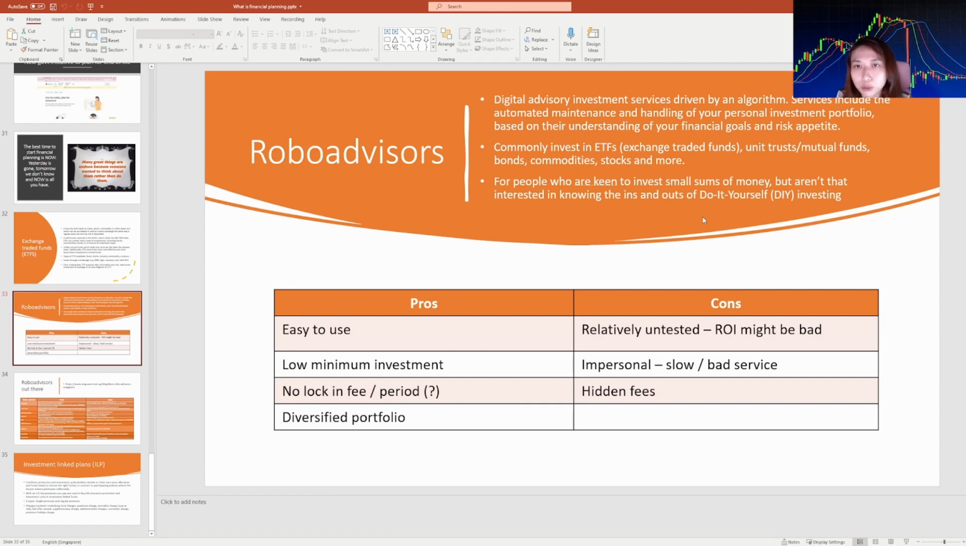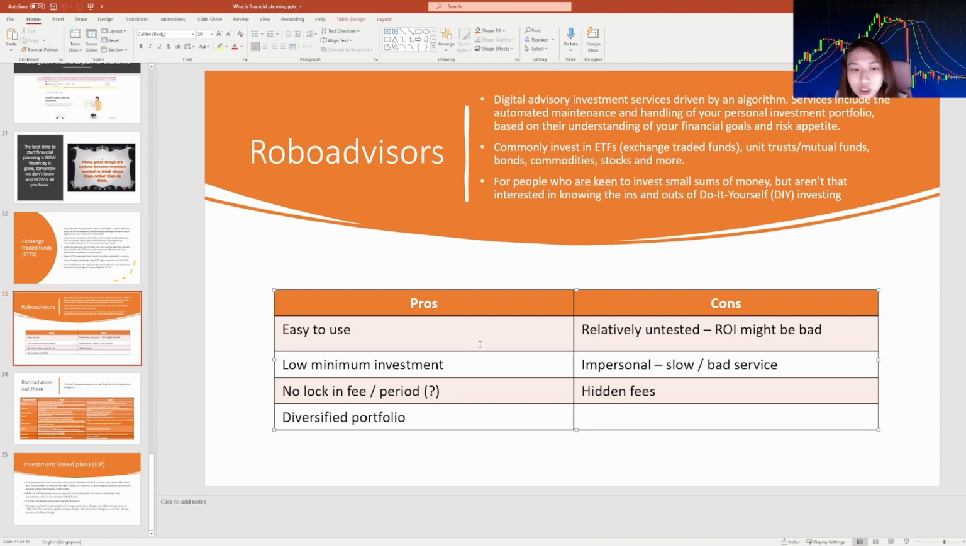Okay, so some of the pros and cons that I collated from the websites that I've read. Oh yeah, just personally I don't use any robo-advisors, so whatever I see is what's online. The pros are that it's easy to use. You only need a low minimum investment, no lock-in fee or period. I put a question mark here because I saw a lot of reviews on whether there's really no lock-in fee or period, because a lot of people have difficulties withdrawing or putting in their money. I'll still leave it here as a pro. Technically it's no lock-in fee, but it's just slow. Then a diversified portfolio, in the sense that there are ETFs and many investment products inside your portfolio.